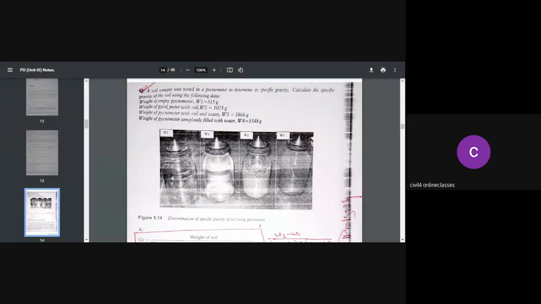W1 here is the weight of the empty pycnometer. W2 is the weight of the pycnometer along with the soil, as you can see in the figure. W3 is the weight of the pycnometer with soil as well as water, and the weight of the pycnometer completely filled with only water is your W4.